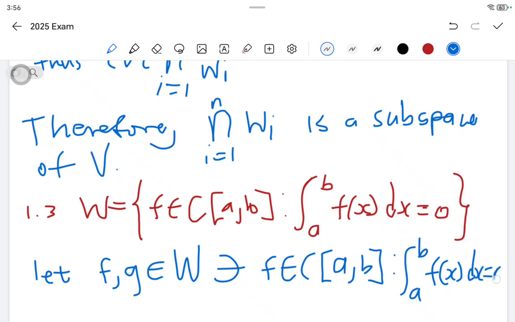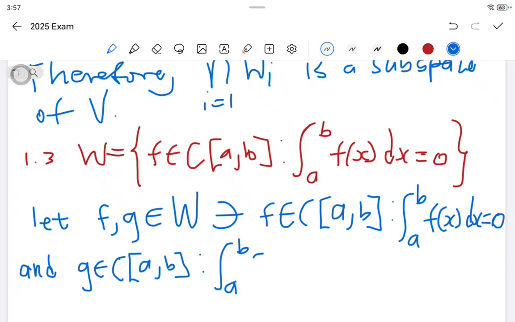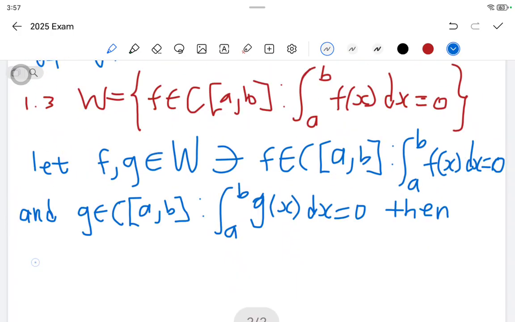Then we say, and now we have g being an element of W, so that g is also continuous over this closed interval, such that the integral from a to b of g(x) dx is equal to 0. Then we add them. We are going to add f plus g.